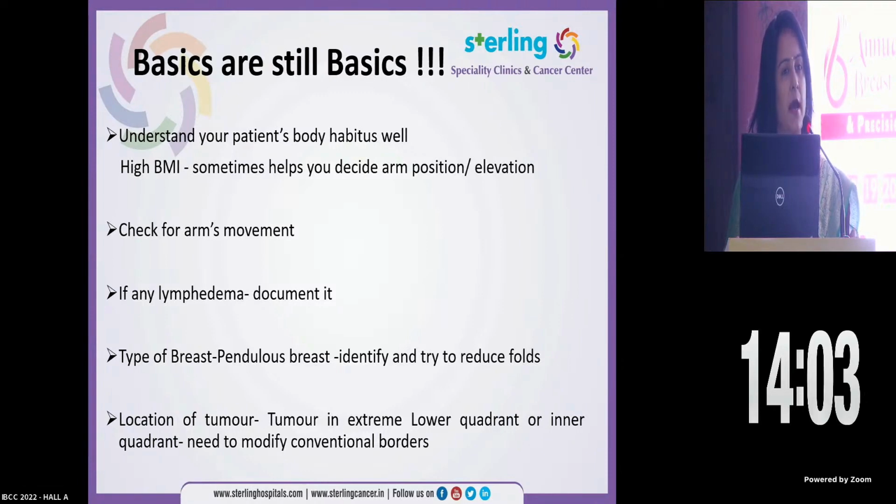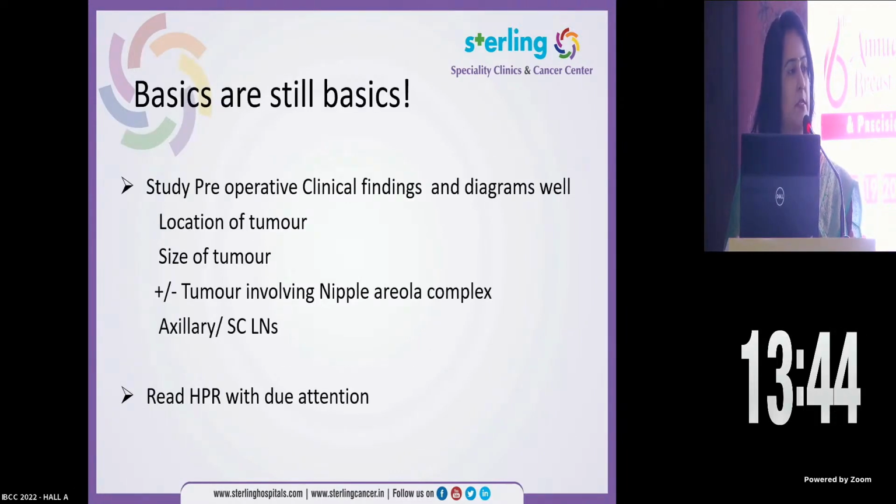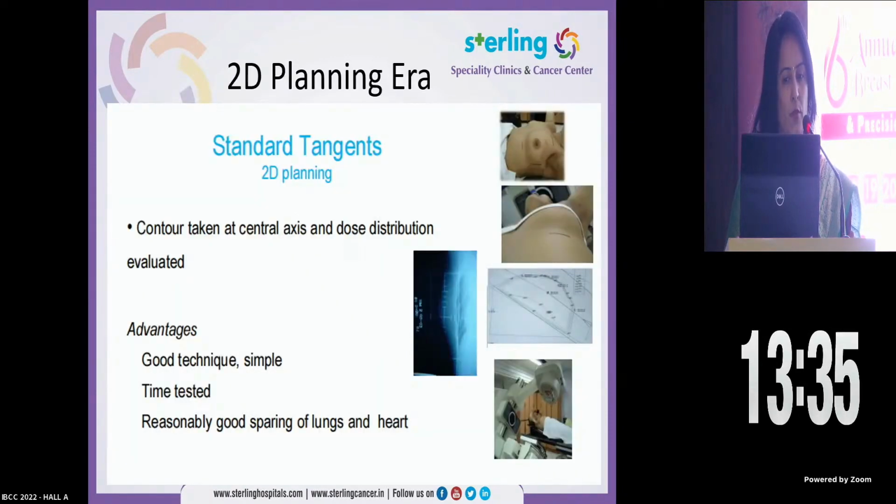If it's a high BMI patient, we need to decide the arm position and the elevation. We need to check for the patient's arm movement. If there's any lymphedema, we have to document it on day one. Type of the breast matters; in a pendulous breast, we have to identify and reduce the folds, and the location of the tumor also needs to modify our conventional borders. Consideration of the preoperative clinical findings is a must, where we see the location, size, whether it is involving the NAC, the lymph node status, and the histopathology report.